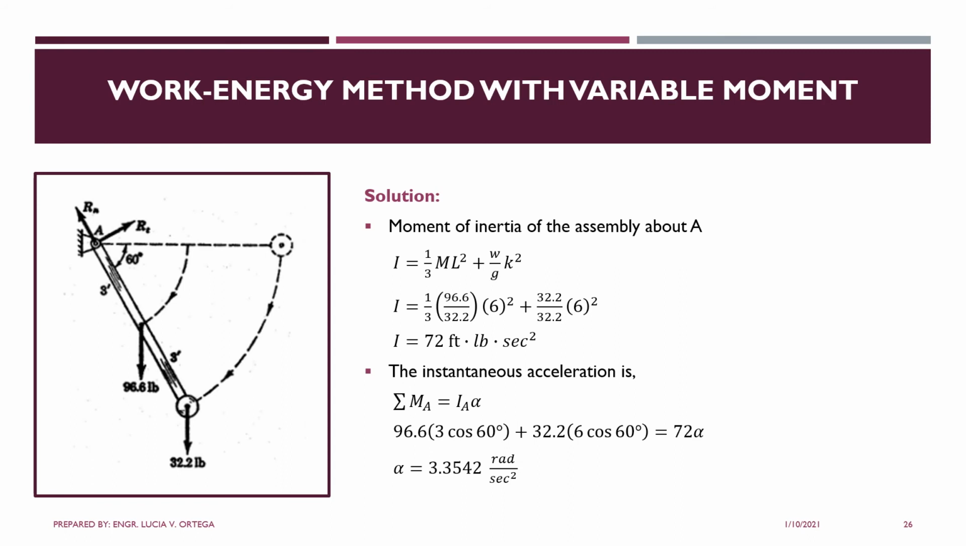For the instantaneous acceleration, the summation of moment at A equals I sub A times alpha. So let's get the moment about A. This weight times the vertical component of this distance, so 3 cosine 60 degrees, plus this weight, 32.2, times the horizontal component of this distance, so that is 6 cosine theta, is equal to I alpha. I is 72. So from this equation, we can solve for alpha, the angular acceleration, 3.3542 radians per second squared.